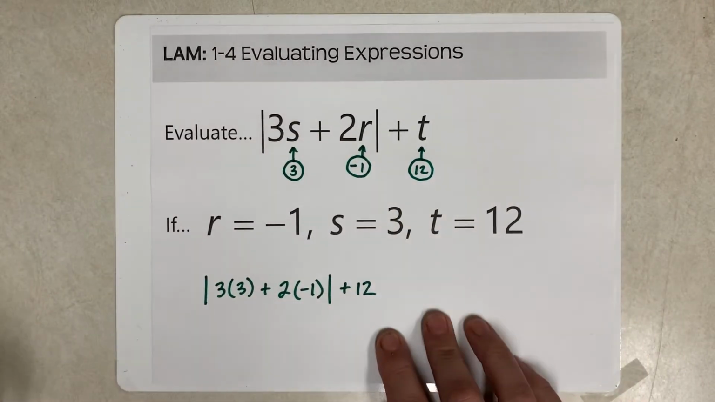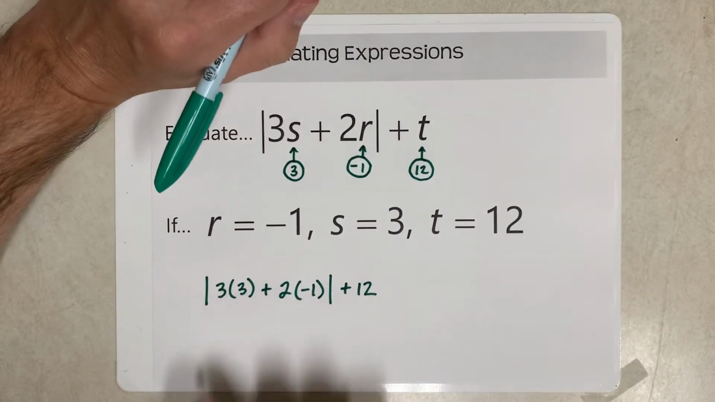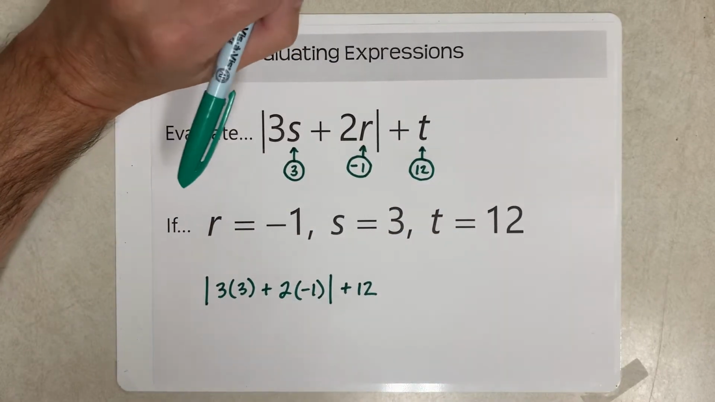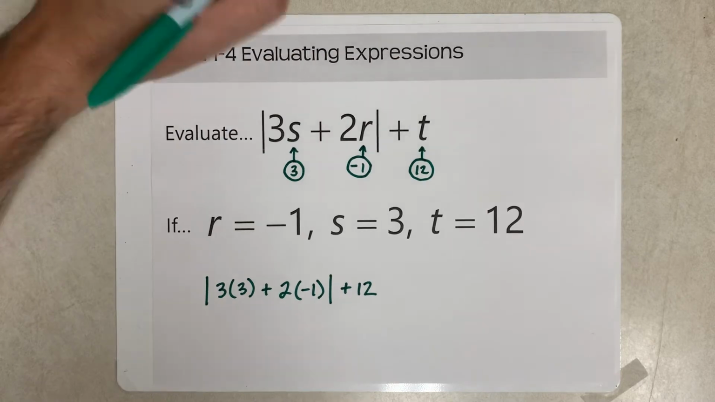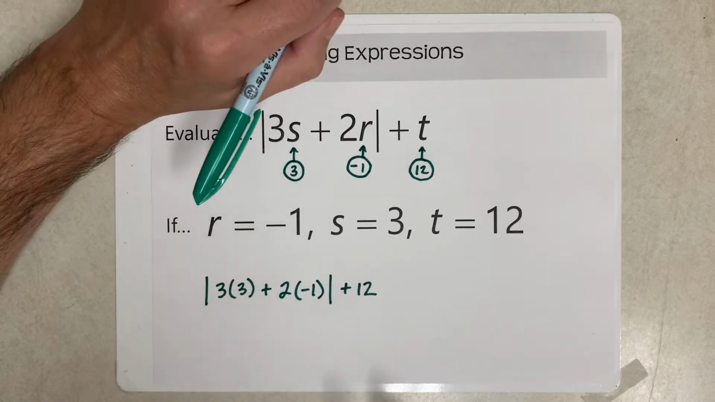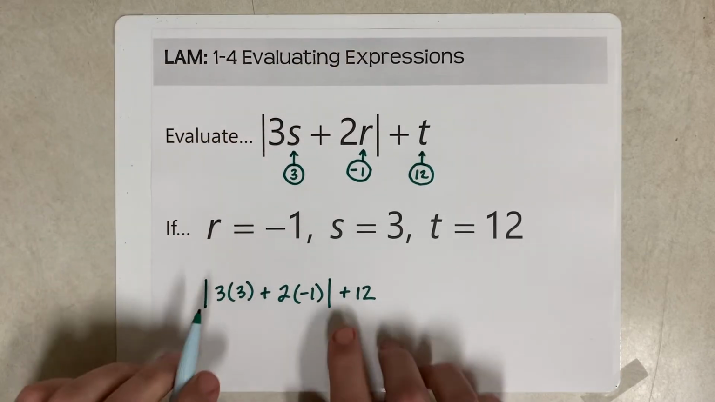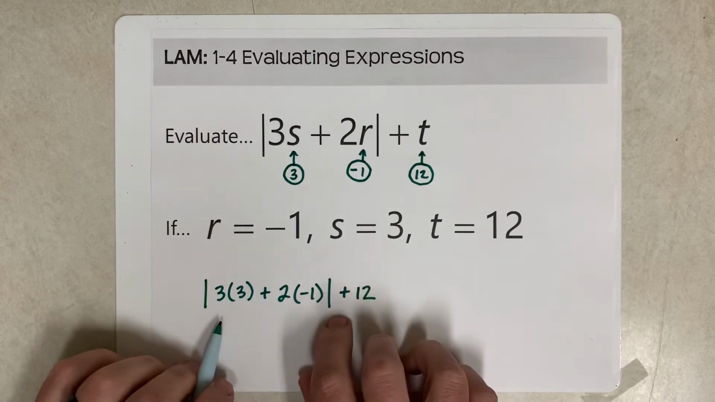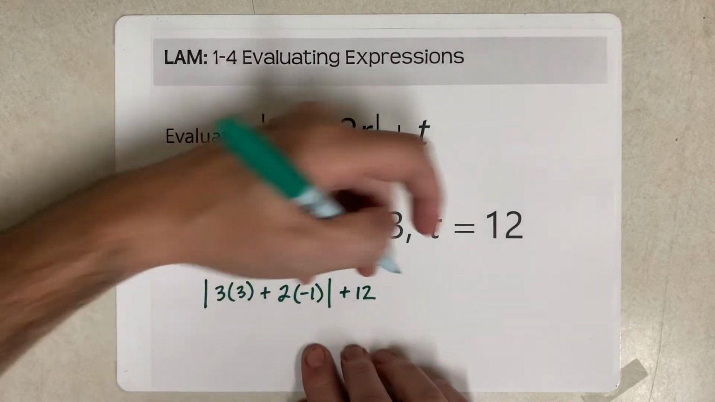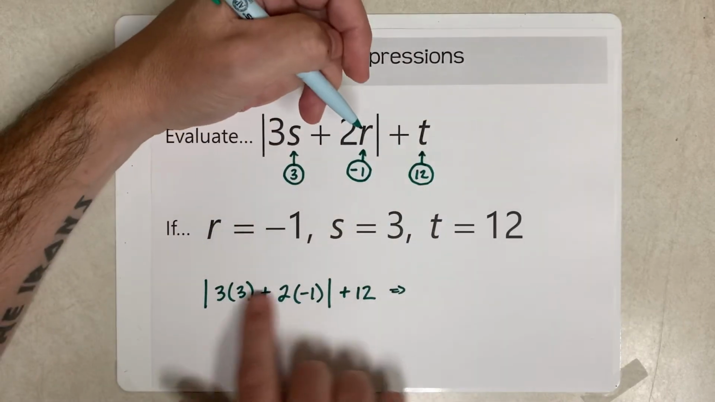All right, absolute value bars, when you evaluate that, it's going to make a negative number positive, or it's going to keep a positive number positive. They're grouping symbols. So even though these are not parentheses, they are grouping symbols for that operation. And we're going to go ahead and work inside here.